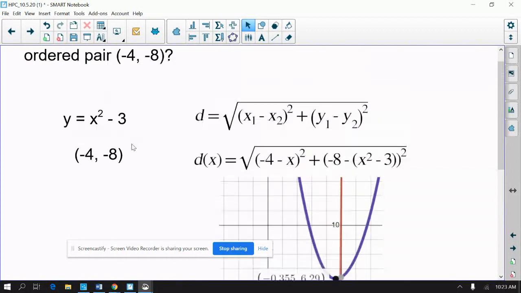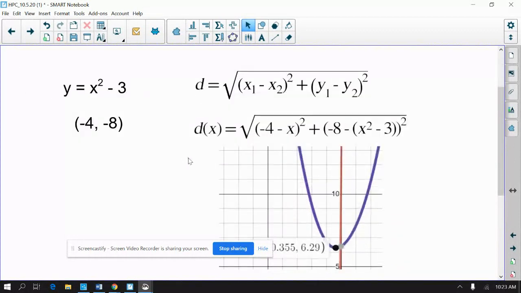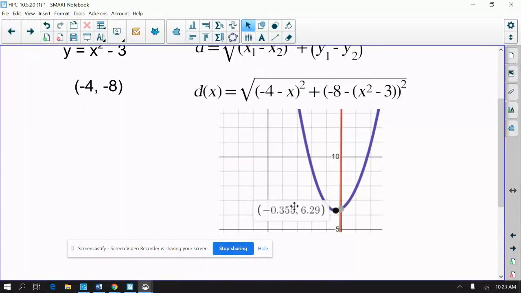So the question was, which ordered pair on here? Well, this is not the ordered pair, guys. No. This is the minimum of the distance function. So the smallest distance was 6.29. And that occurs when x was negative 0.355. Well, what's x? Well, you tell me. What's x in this function right here?